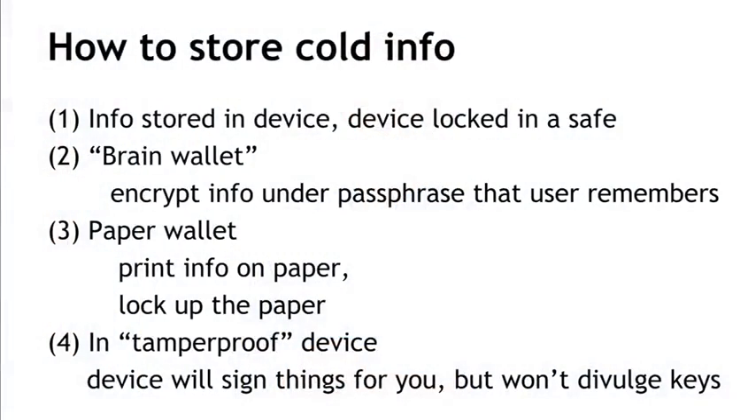Okay, so with that in place, we can talk about the different ways in which cold information can be stored. I said earlier that information on the cold side, whether it's a key or key generation info or something else, is stored offline. But let's get more specific about exactly how it is stored. The first way we can store it is to store the information in some kind of a device and just put that device in a safe.